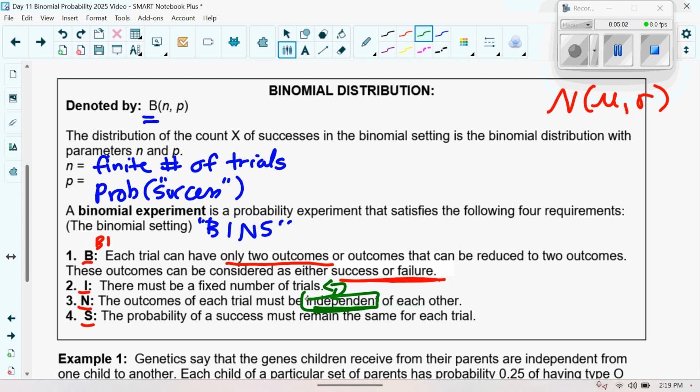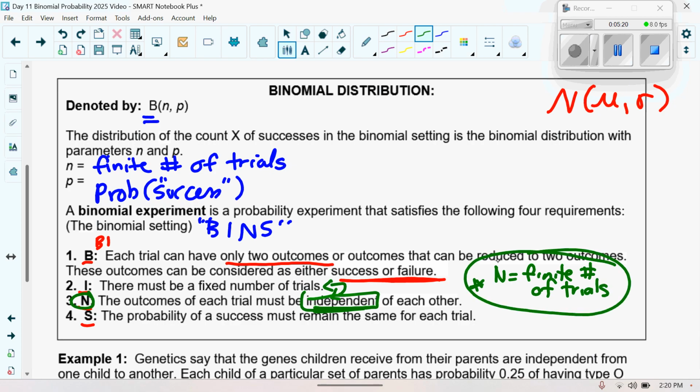The N stands for there is a finite number of trials, and that actually is the most important one. So I'm going to go over here and star the N. I know they should have been switched, but the N is a finite number of trials. This is the most important thing here that will help you to know that it is indeed binomial.